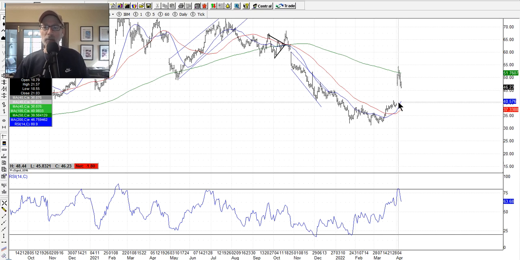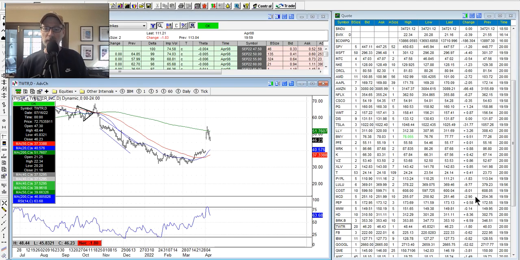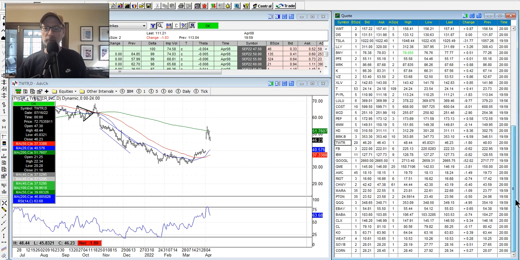Maybe it'll pull back again. That should be long-term support if it pulls back here. And then maybe it'll continue on higher for the foreseeable future. Let's see what else we got. We looked at Facebook. I think that's about it.